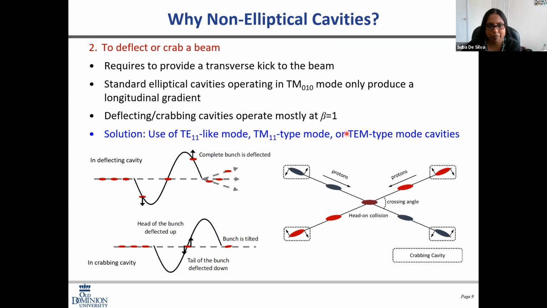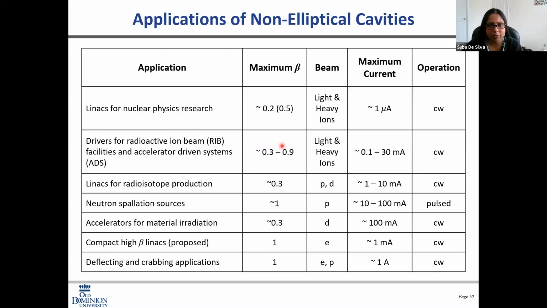I'll later show different types of cavities where we use TE11 or TM11 or TEM type deflecting and crabbing cavities. Let's quickly look at the applications. I'm not going into detail on the application types, but you can find much literature on different machines out there in the world to read and understand more about these applications. But I have summarized here a somewhat list of different types of applications where we can use these non-elliptical cavities.